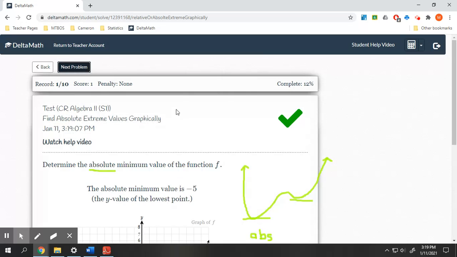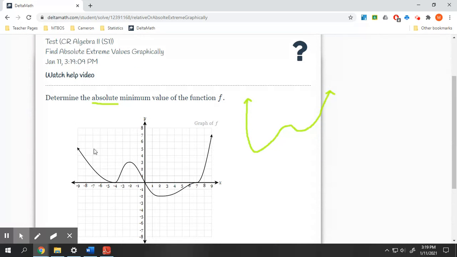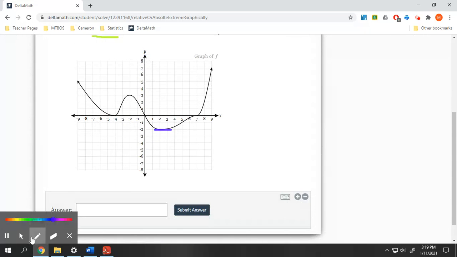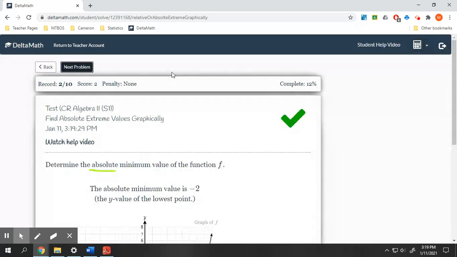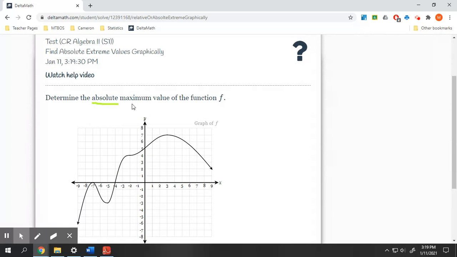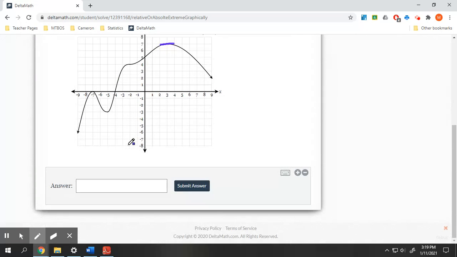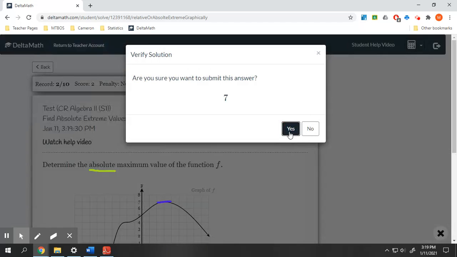All right. Next problem. What is the absolute minimum here? Well, same thing, absolute minimum value of this is looking to be, this is my lowest point. So my absolute minimum value is -2. Let's see if they have anything about relatives. Absolute maximum value of this is going to be right up here. Absolute maximum would be 7. All right, so you should have plenty of information to finish out this unit.